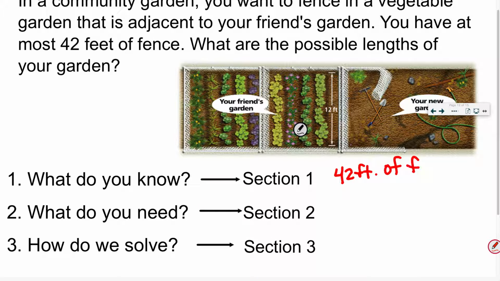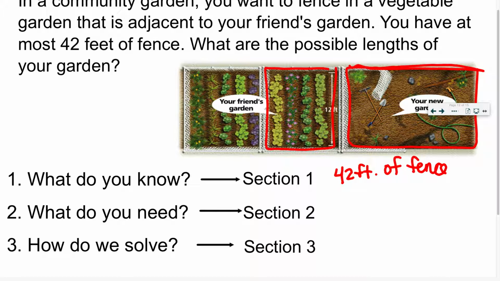What else do I know? So this is my friend's garden, and then this is my garden, and I want to fence in the entire thing. And I have 42 feet. What else do I know? If I can see it. Okay, so how can I use that information?